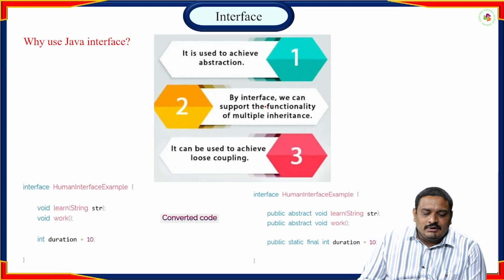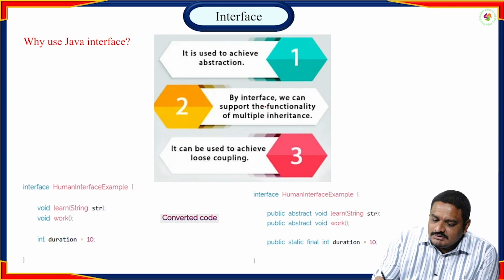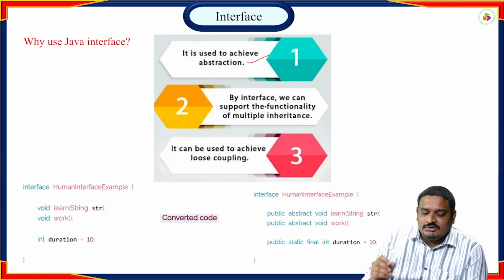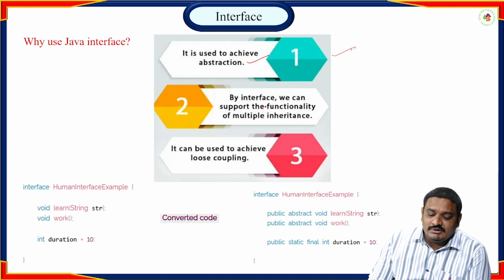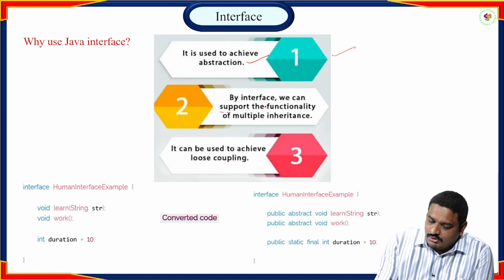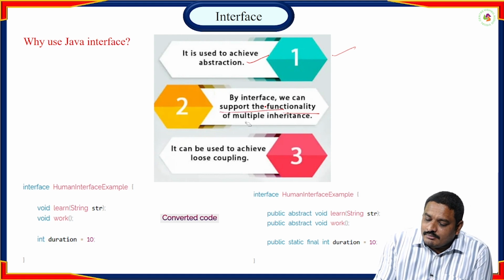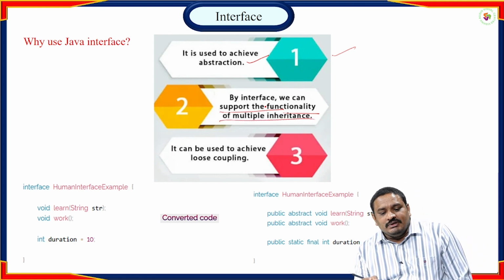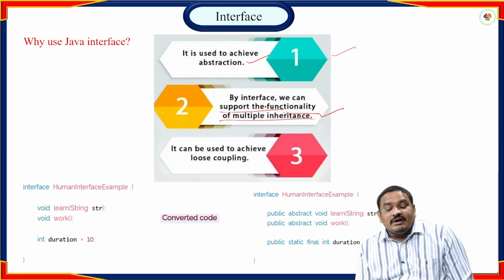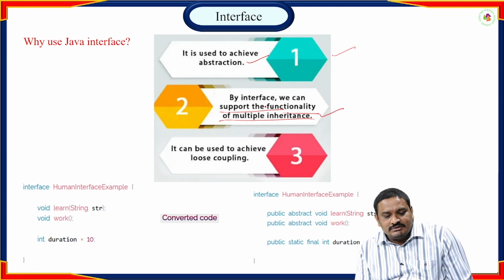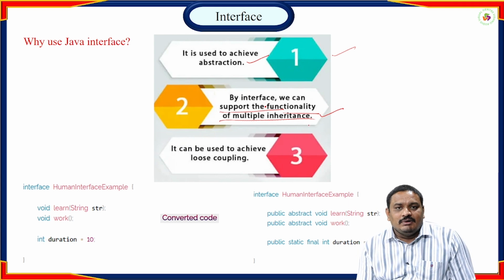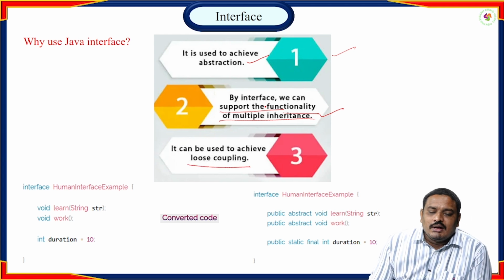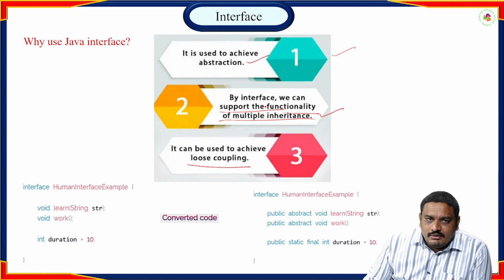What are the uses of interfaces? The first use is to achieve abstraction. The second use is to support the functionality of multiple inheritance. The third use is to achieve loose coupling. What is loose coupling? Let us go to the previous slide.